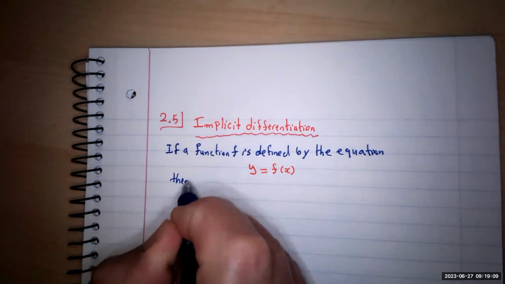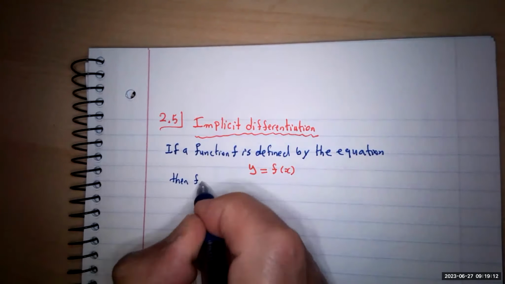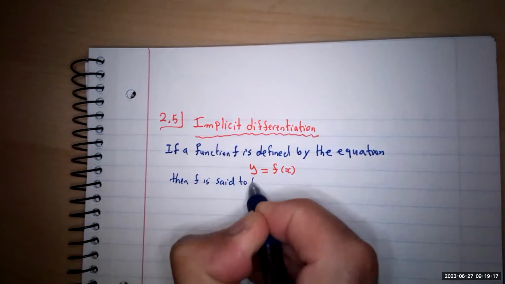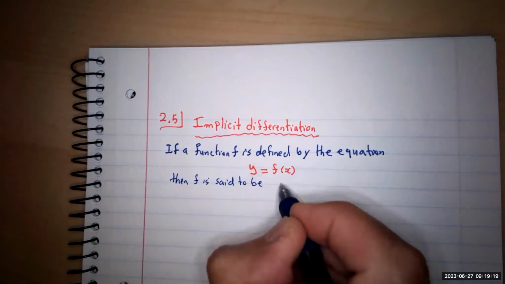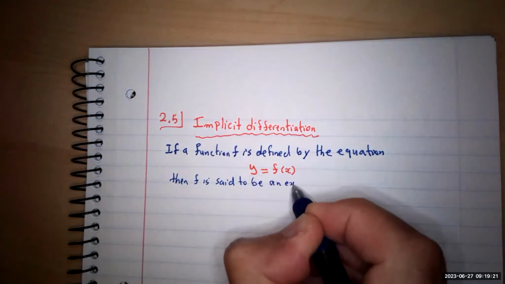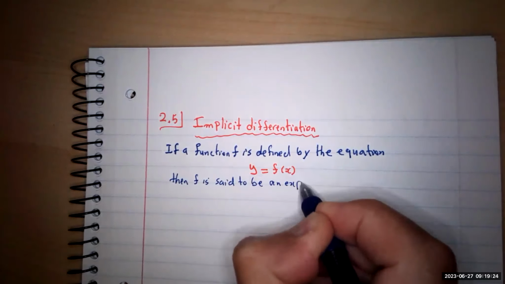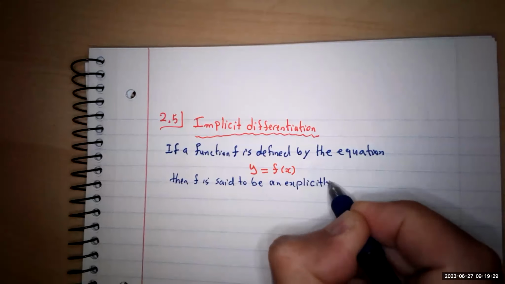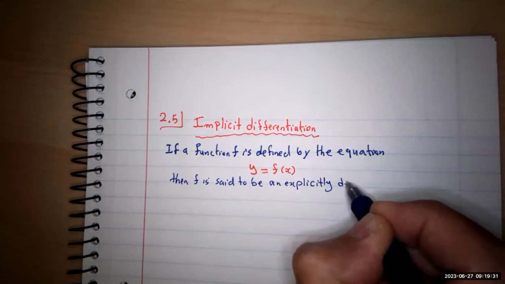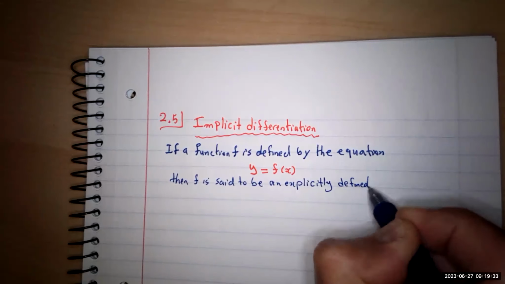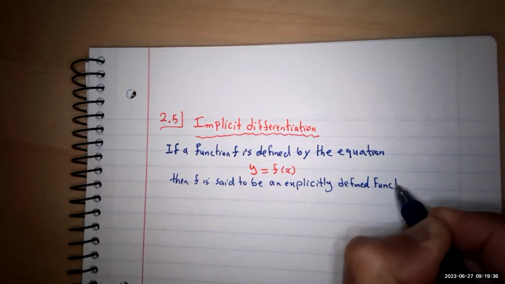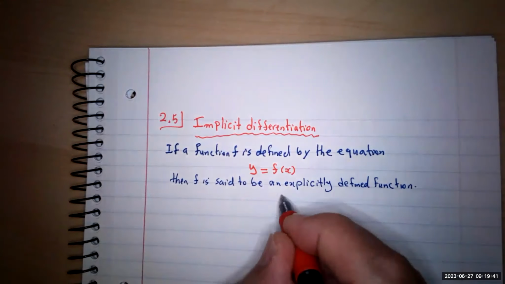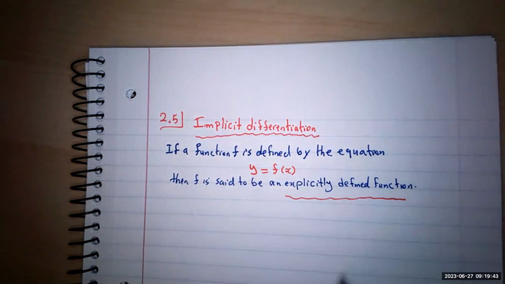So then f is said to be explicitly defined. Explicitly means directly defined. Okay, explicitly defined function. So that would be the case 1. So this is explicitly defined function. Okay, explicitly you have the y.